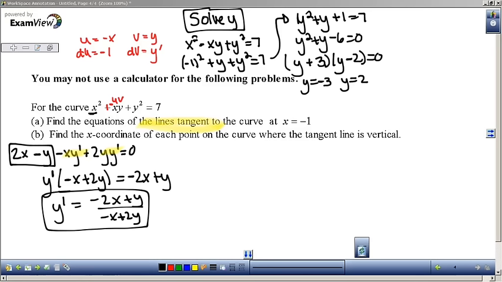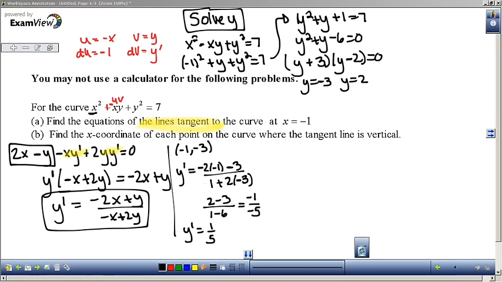So let's find the slope of the tangent line at the point (-1, -3). So to find the slope, I'm going to go ahead and substitute x and y into my derivative formula and solve for the derivative. So I end up with 1/5 as my slope. To find the tangent line, I'm going to write it in point-slope form using the point (-1, -3) and 1/5. So one of my tangent lines is going to be y plus 3 equals 1/5 times (x plus 1).